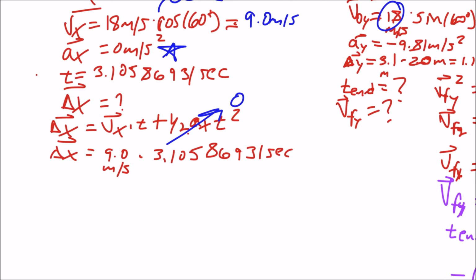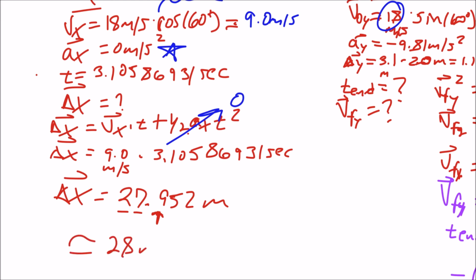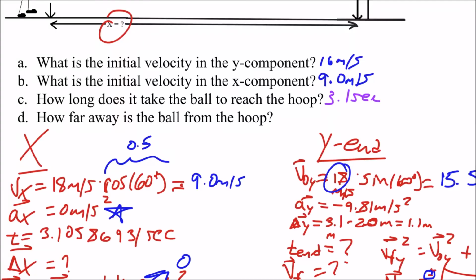Okay, so when I do that, I'm coming up with delta x is equal to 27.952 meters. We want 2 sig figs. This 9 here is going to do some rounding, so that means we've got 28 meters. So if I come back up here, then we can say the ball is 28 meters away from the hoop, or from the launch position when it lands in the hoop.